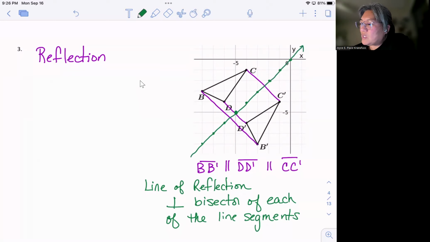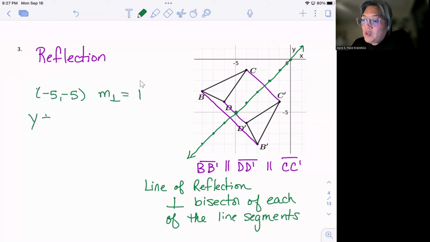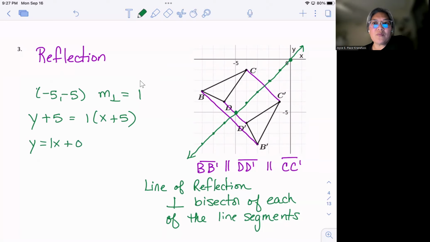We could also write the equation of that perpendicular bisector. We could pick a point. What's this point? -5, -5. And the slope of the perpendicular is +1. So in point-slope form, y plus 5 equals 1 times x plus 5. We could also write it in slope-intercept form, y equals 1x plus 0, because it crosses the y-axis at 0, 0.